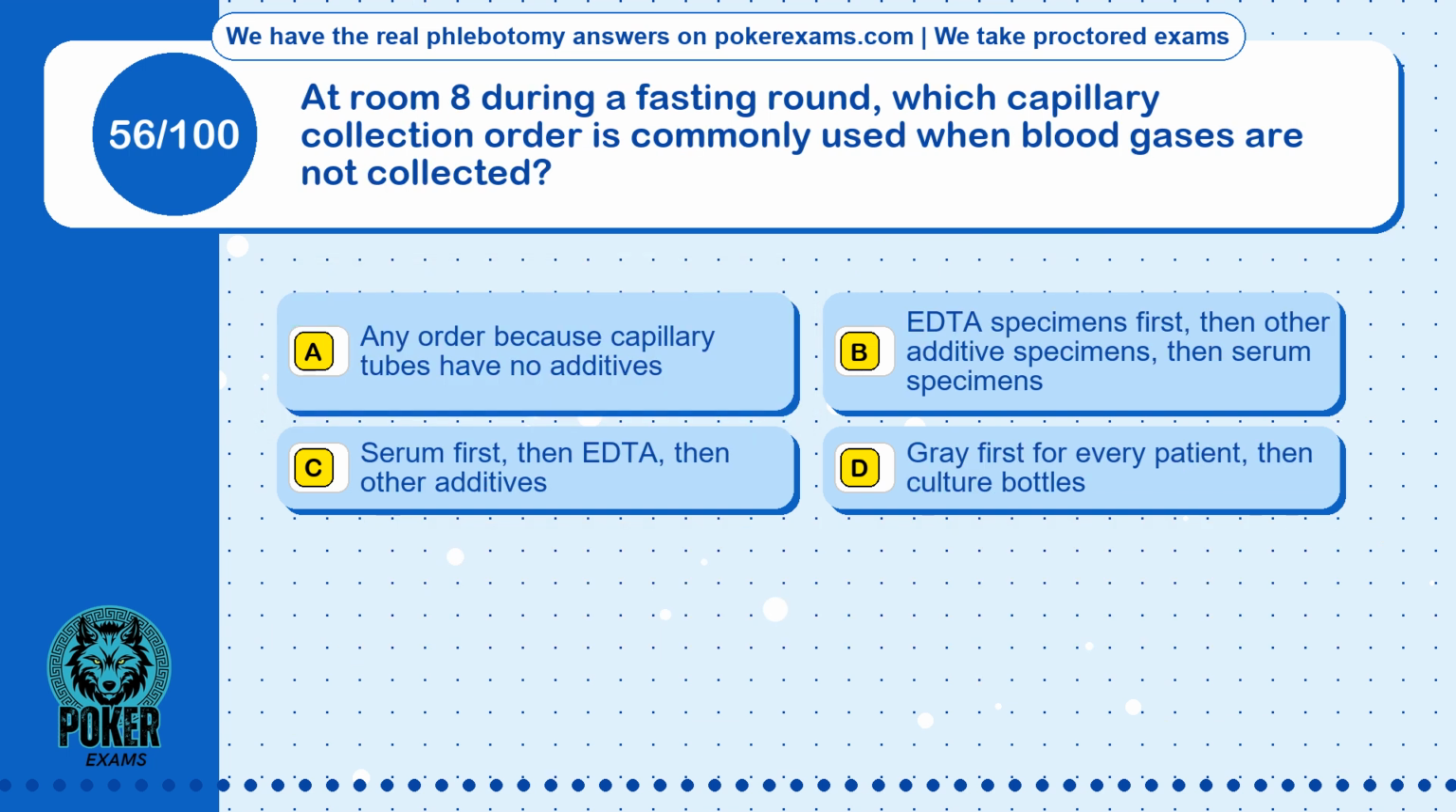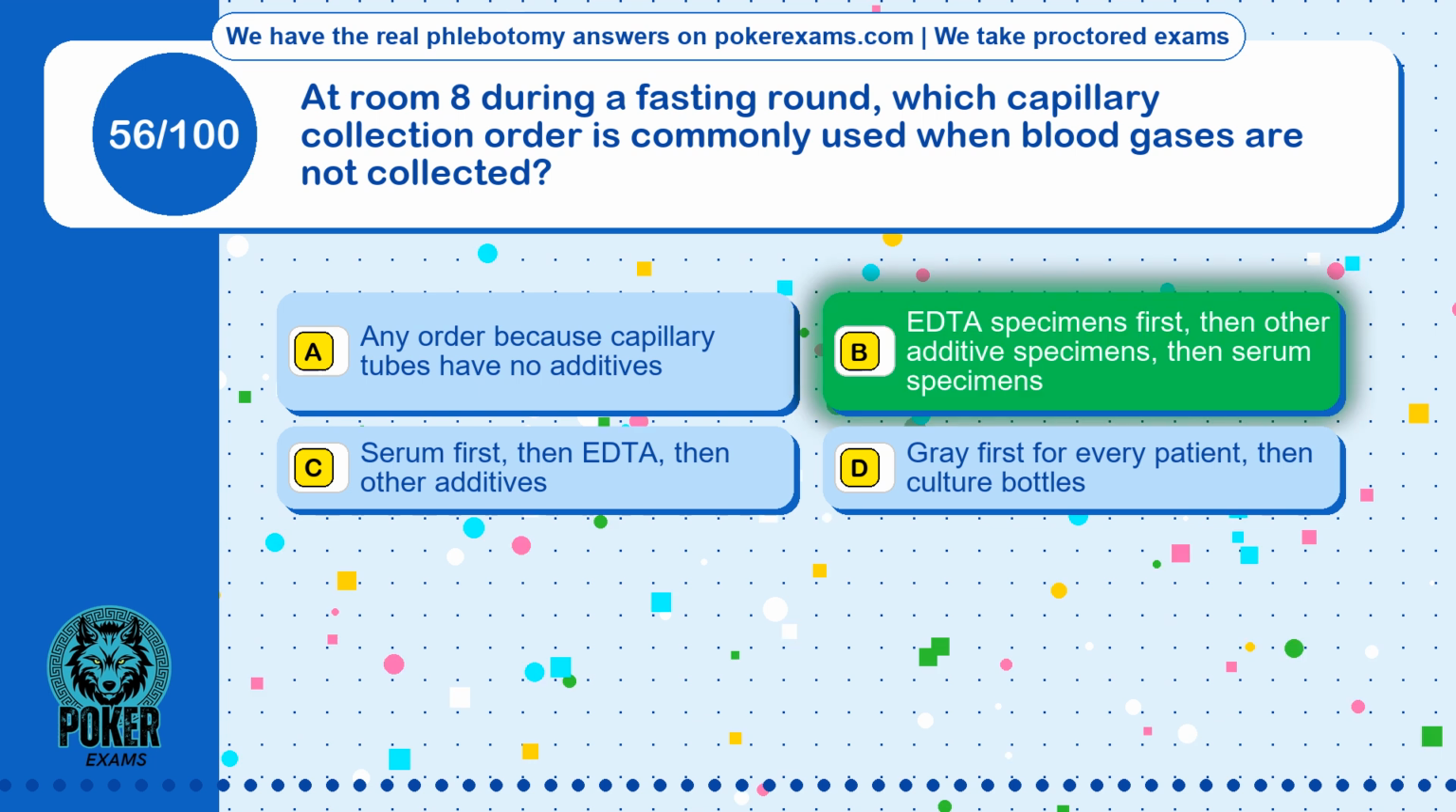Question 56. At room 8 during a fasting round, which capillary collection order is commonly used when blood gases are not collected? Option A. Any order because capillary tubes have no additives. Option B. EDTA specimens first, then other additive specimens, then serum specimens. Option C. Serum first, then EDTA, then other additives. Option D. Gray first for every patient, then culture bottles.